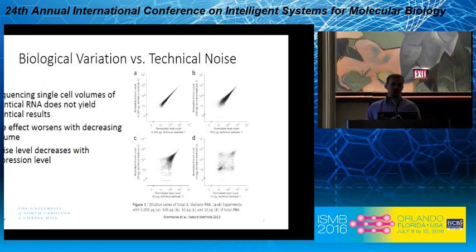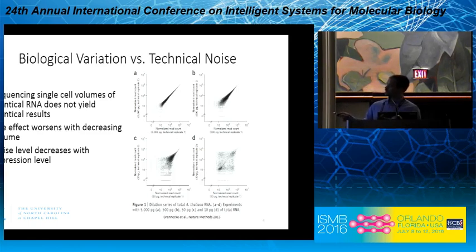Another important consideration here is the technical noise that is present in single-cell RNA-seq data. What I mean by technical noise is that if you do an experiment where you take a bunch of identical RNA and split it into single cell volumes and then sequence the individual volumes, you would hope that if the experiment were perfect, you would get identical results from sequencing those single cell volumes.